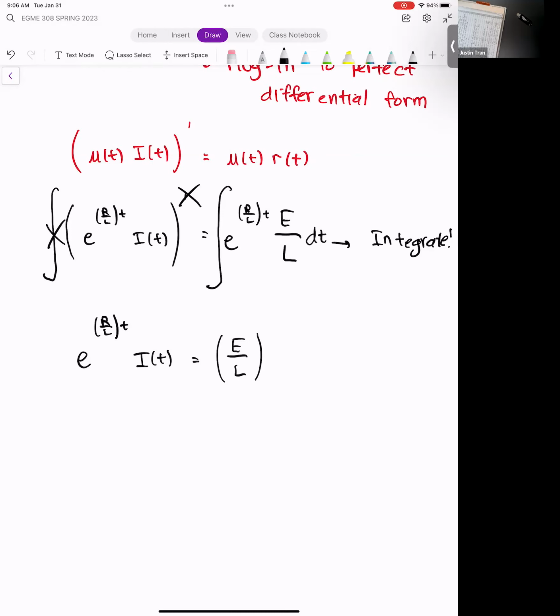E over L is just a constant, and so we can just pull that out of the integral. One of the nice things about integrating constants. Okay. And then all we're left with is the integral of e to the R over L t. So let's look at the inverse chain rule. We take the coefficient in front of t in e to the R over L t, and so that's L over R. The integral of e to the t is just e to the t, so we just pop that right up. And we can't forget our arbitrary constant.